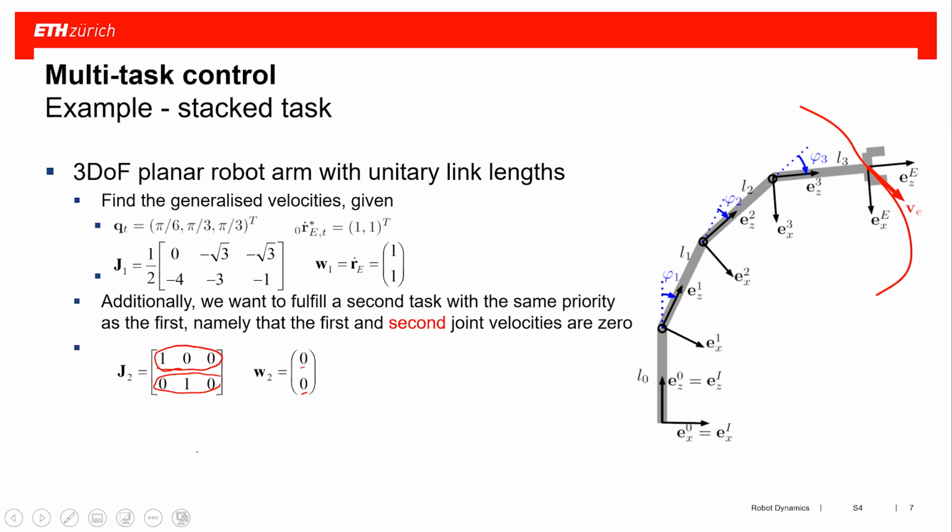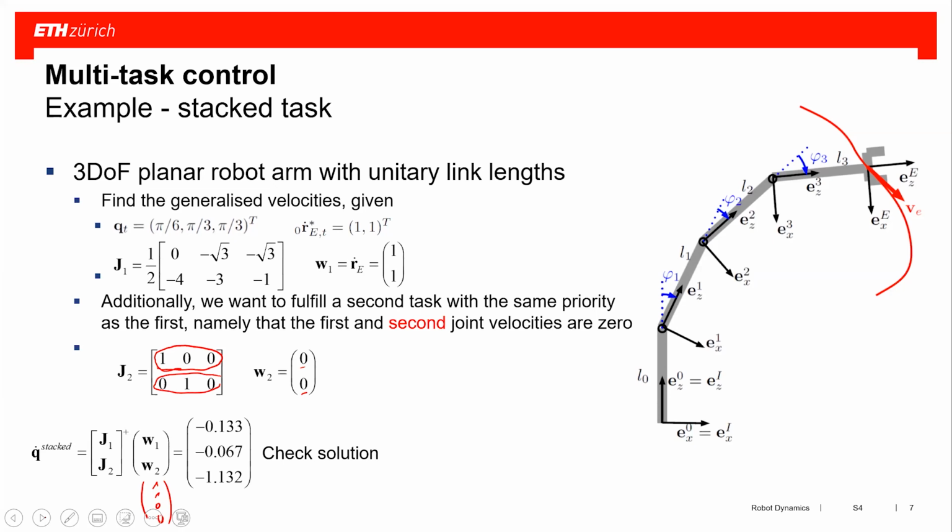So what we need to do is stack the Jacobians, J1 over J2, take the pseudo-inverse of that, and multiply it with W1 and W2. So here we have 1, 1, 0, 0. And what we will have at the end is, again, a solution, 3 velocities: Q dot 1, Q dot 2, and Q dot 3. Now the question is, how does the solution that we got satisfy the task objective?